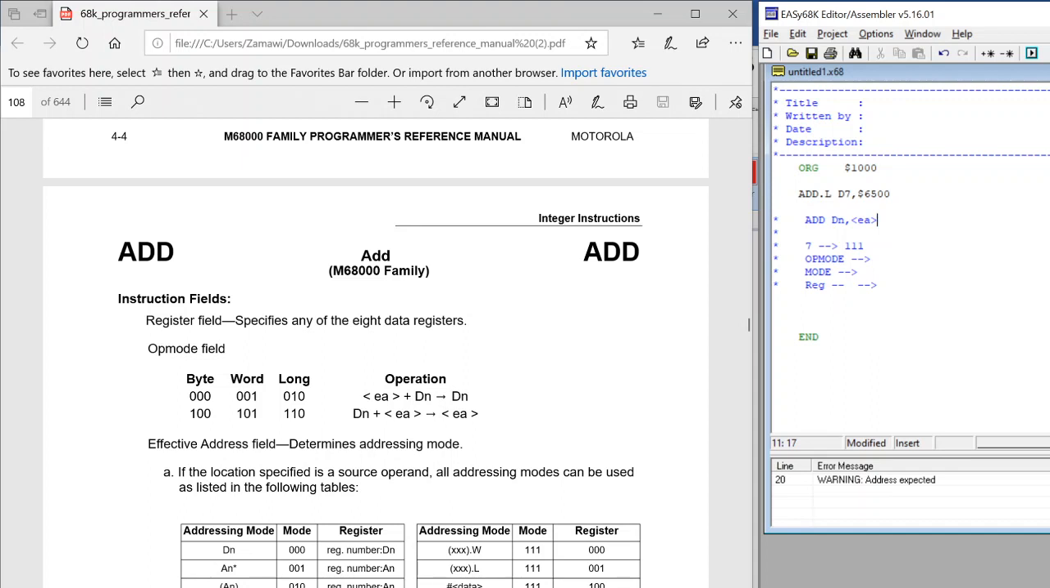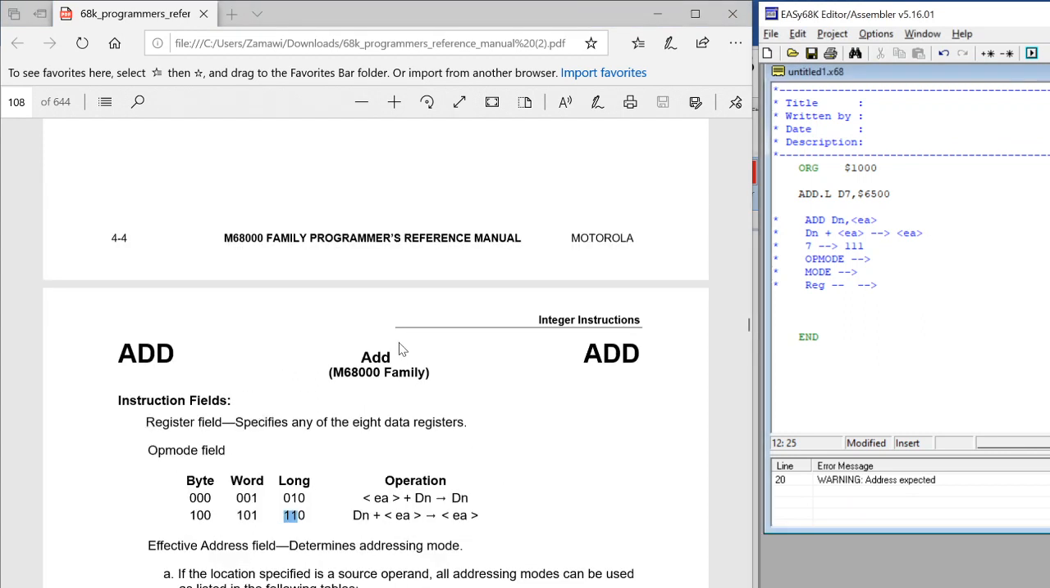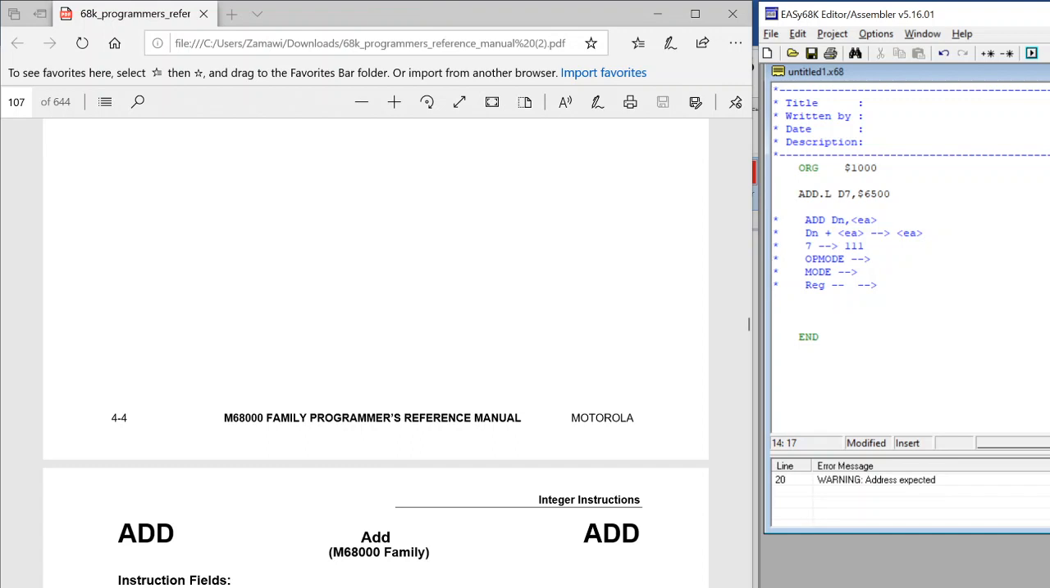So this is a pattern for the numbers DN plus effective address, and going to save to the effective address too. Alright, so you have this one. So you're going to choose what? Add dot long. Long here is 110. Okay, the op mode will be 110.